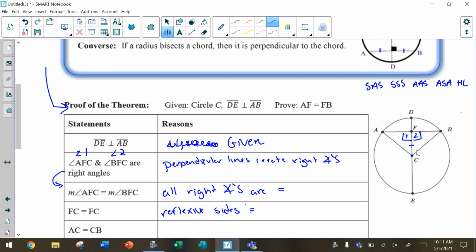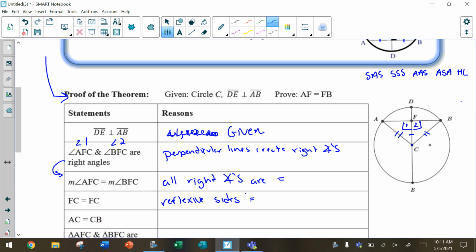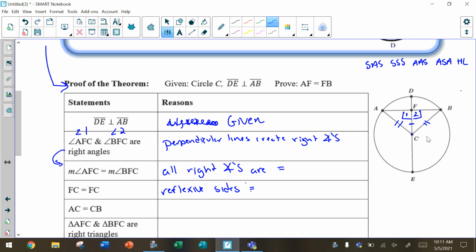What else do we have? AC equals CB. Now, why are those two the same length? Well, you're probably looking at the diagram and you should see, oh, those are both a radius. No matter what radius I draw, it's always going to be the same length. I can connect C to any point on the circle, and they're all going to be the same length. So all radii in a circle are equal.